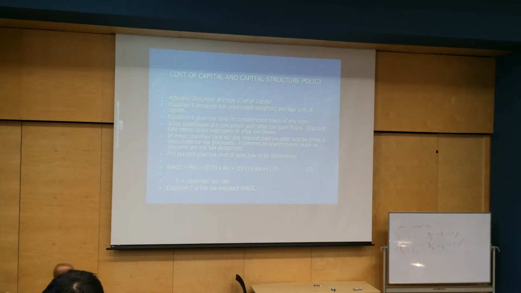In most countries, not all, the interest paid on debt is tax deductible. What is that supposed to mean? What does tax deductible mean? But capital gains are not tax deductible. Capital gains and dividends are not tax deductible. You have to pay tax on that.